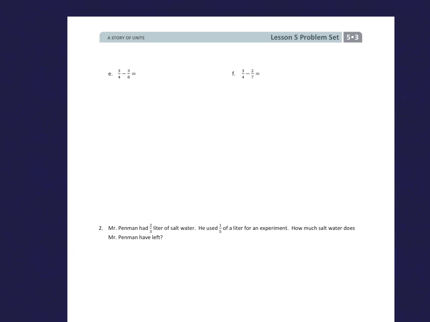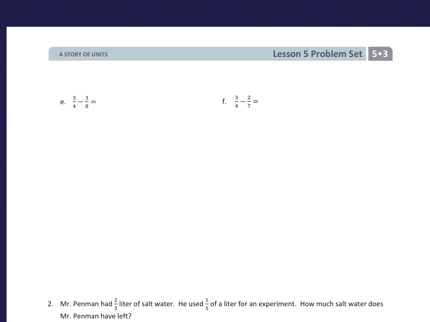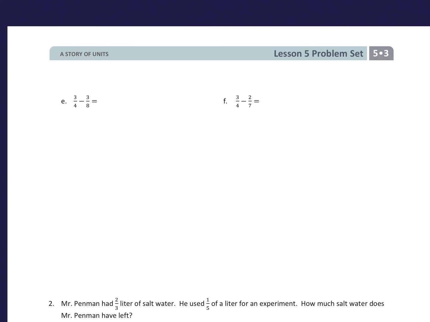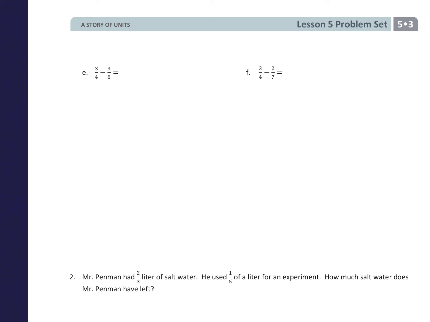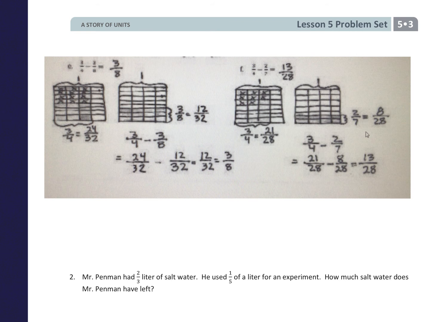So we got the same kind of problems here. They're going to be subtraction problems. And I'm going to go ahead and release you to try to do these by yourself. And I'll have the answers pop up in 3, 2, 1. So here we have the answers: 3/8 and 13/28.